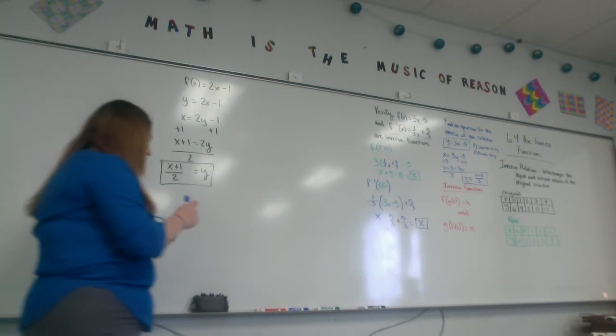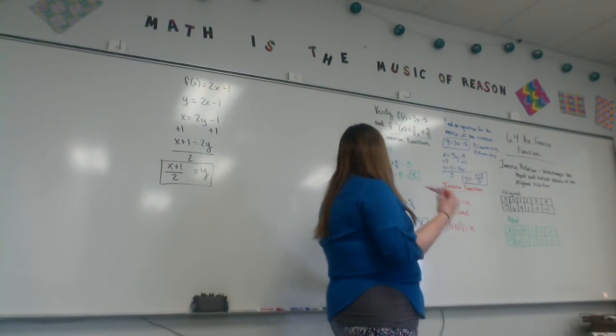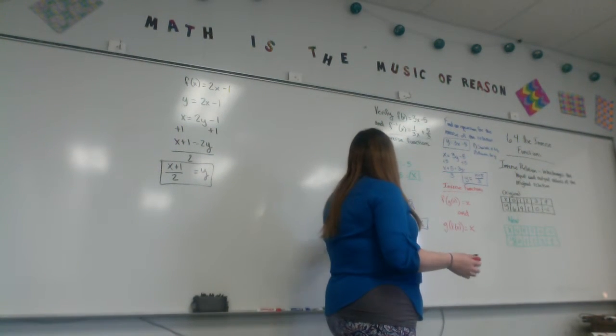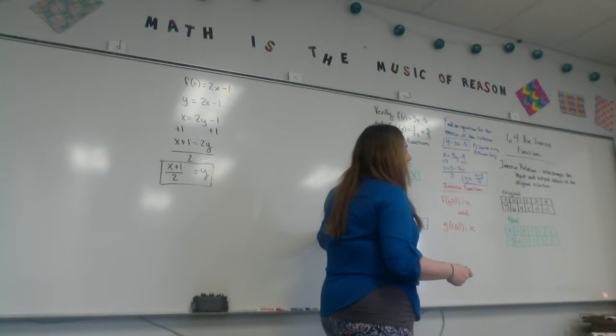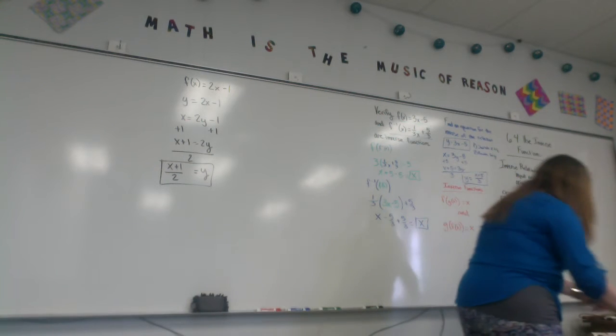If it doesn't equal x the first time, you don't have to go further. But it could equal x the first time and not the second time, and it would still not be an inverse of itself, okay?